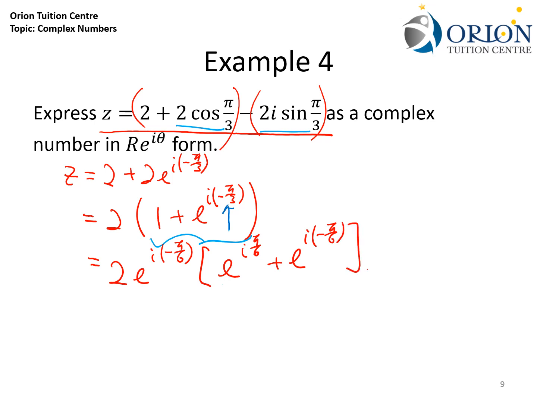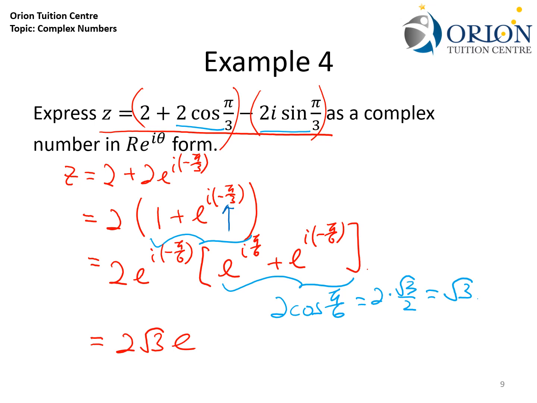For the term within the bracket, this is our identity, which is the same as 2 cosine pi over 6. We can simplify it further because cosine pi over 6 is a special angle, which gives us 2 times square root of 3 over 2, which becomes square root 3. Therefore, this expression for z can be simplified into 2 square root 3 e to the power of i negative pi over 6.